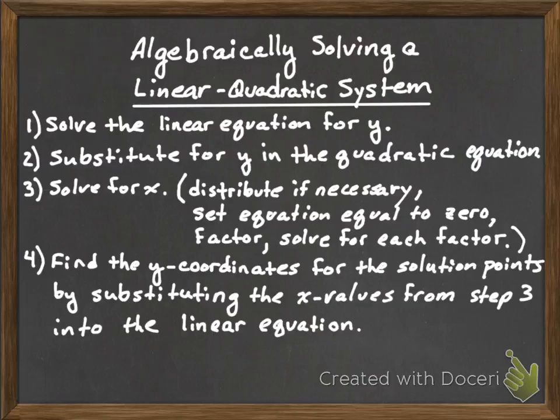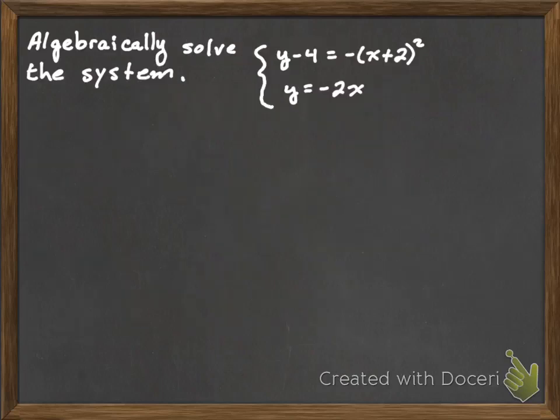All right, so let's refer back to our first step. The first step here says to solve the linear equation for y. All right, so the linear equation is this one right here. It is already solved for y, so that first step has been taken care of for us. If the equation was not solved for y yet, we would need to do that for our first step.